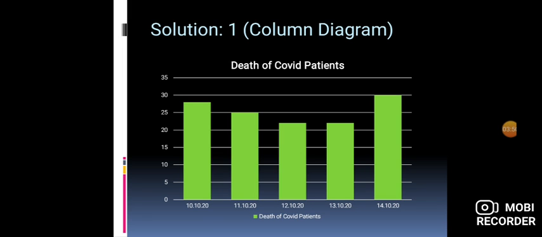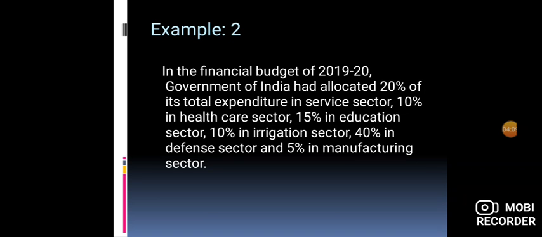So two data sets are compared through a column diagram, and it is clearly evident by showing this diagram. So one particular passage can be represented by simply drawing a diagram like this. This is one kind of note taking. Let's come to example number 2.